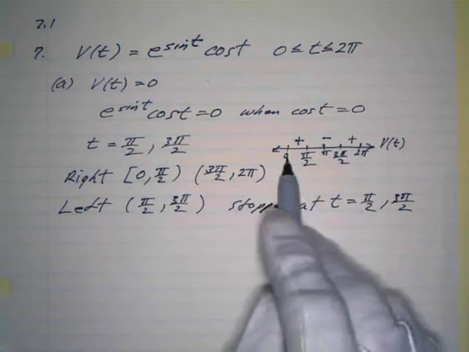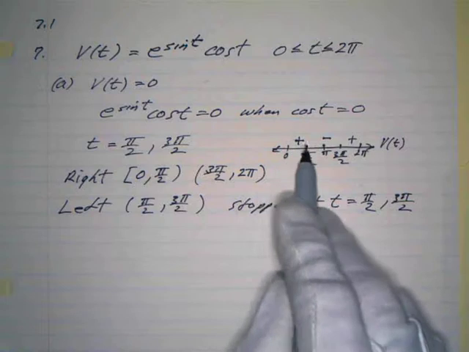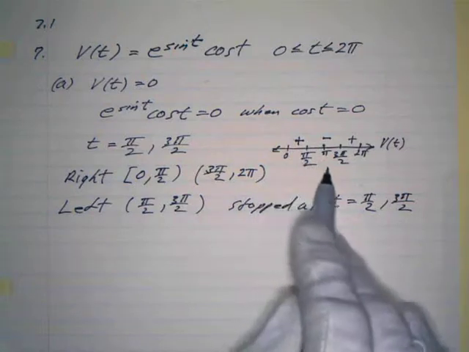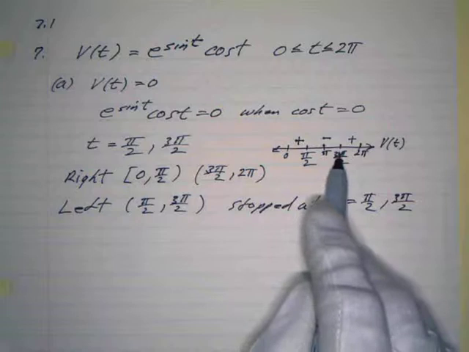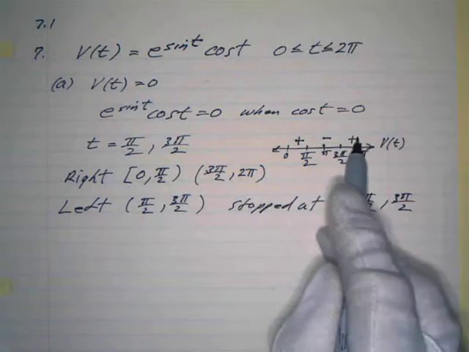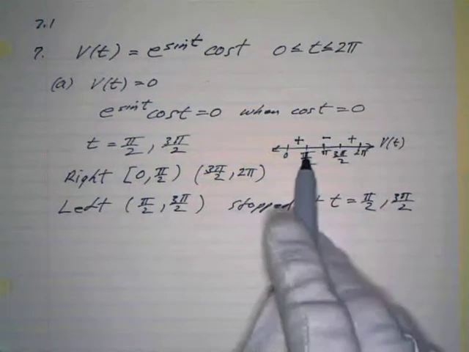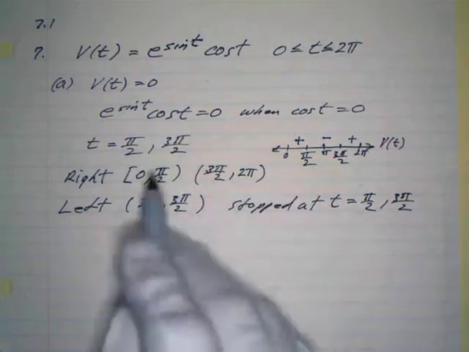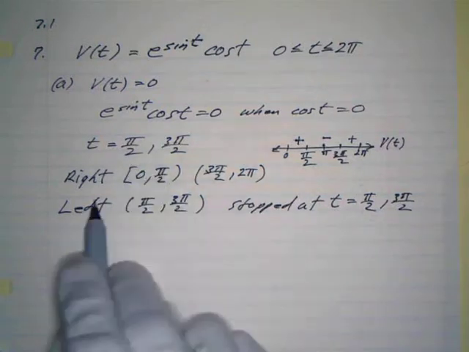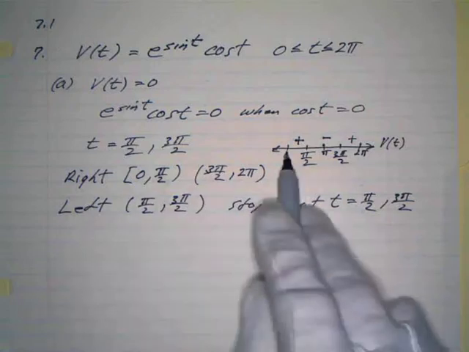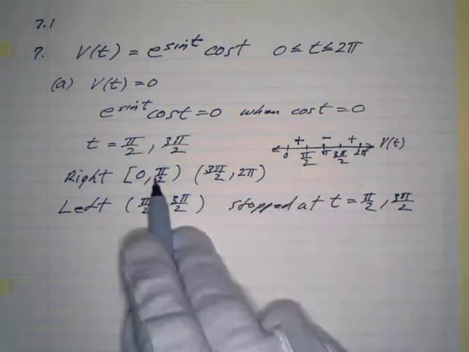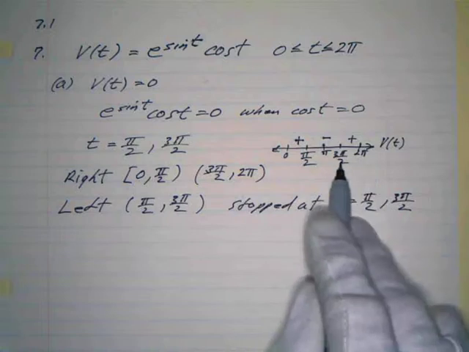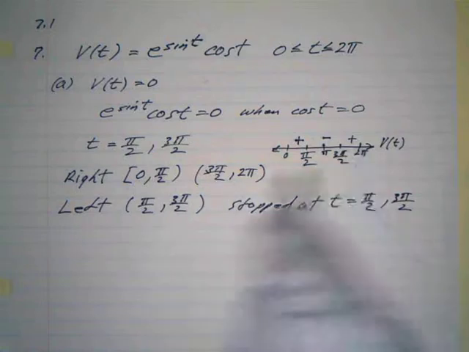So remember the cosine is positive from 0 to pi over 2, then it's negative from pi over 2 to 3 pi over 2, then it goes back to positive. So it's actually 0 at pi over 2 and 3 pi over 2. So that's when I'm stopped. So I'm going right when it's positive from 0 to pi over 2, and then from 3 pi over 2 to 2 pi. That's when I'm going right.